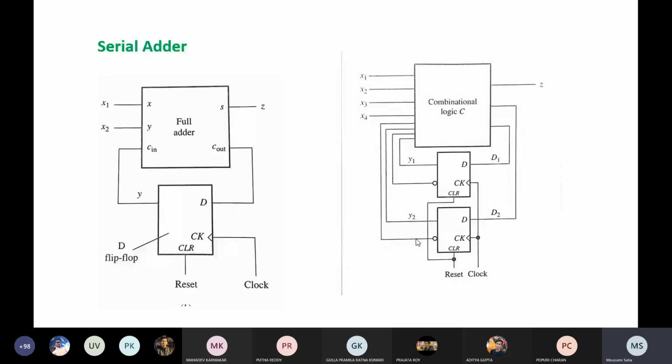I just want to ask you, can you remember this circuit better? Serial adder circuit. Can you remember this circuit, Prajota? Yes, ma'am. Yes, ma'am. This is a very interesting circuit. X and Y, you can consider the arbitrary length.